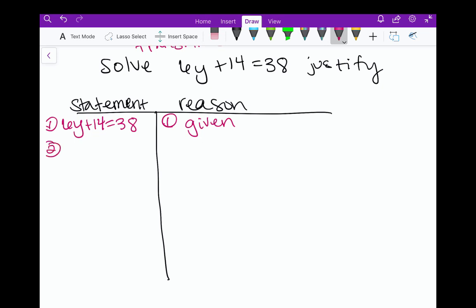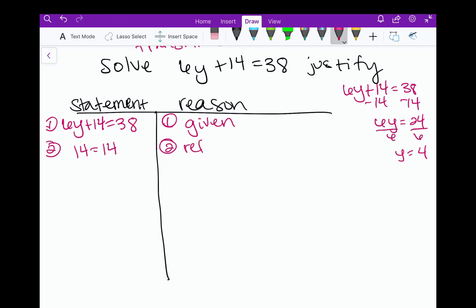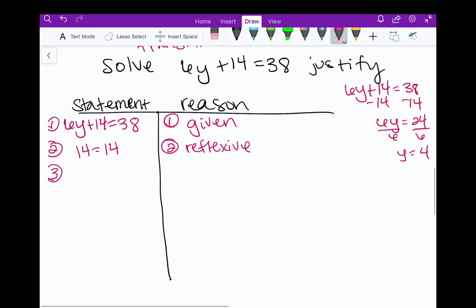Number 2. So if I were going to solve this algebraically over here, I would do minus 14 on both sides, 6y equals 24, and I would divide by 6, and y would equal 4. Okay, so that's what we're doing, but we need to justify each step. Now, before I use the subtraction property, I want to use the reflexive property. So I'm going to say that 14 equals 14. That's reflexive. So if we're saying that 14 is the same as itself, now what we can do is we can subtract it from both sides.